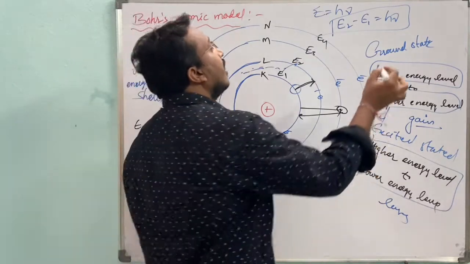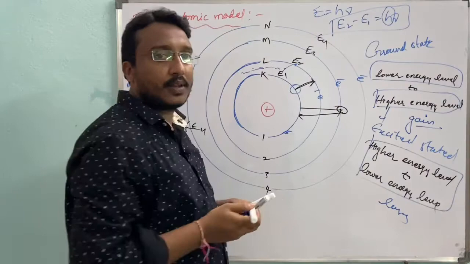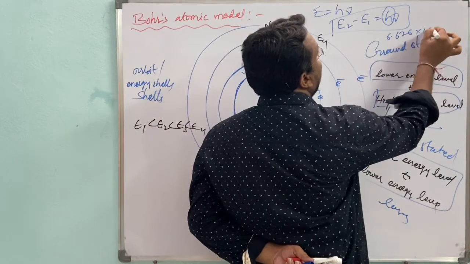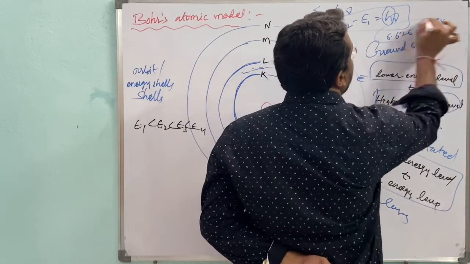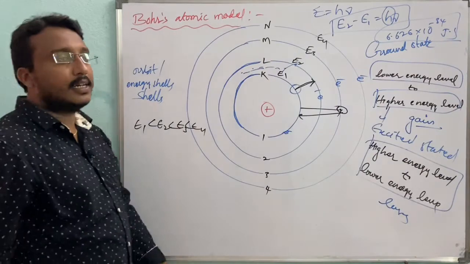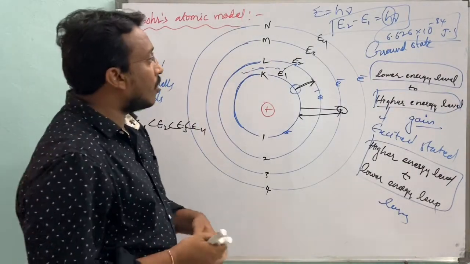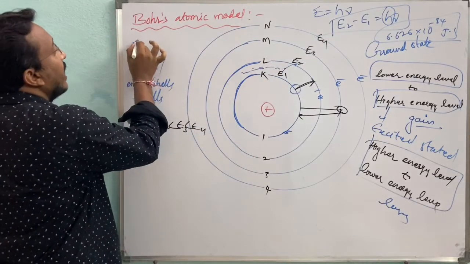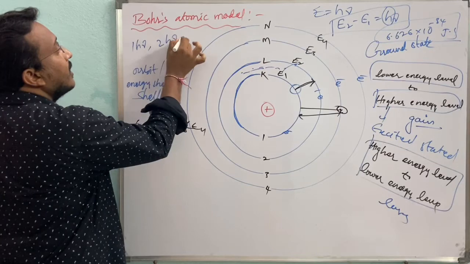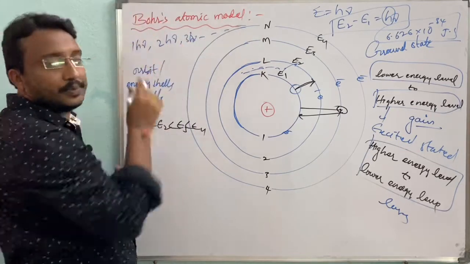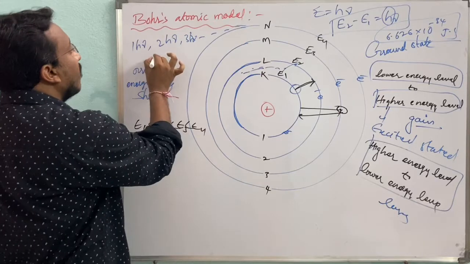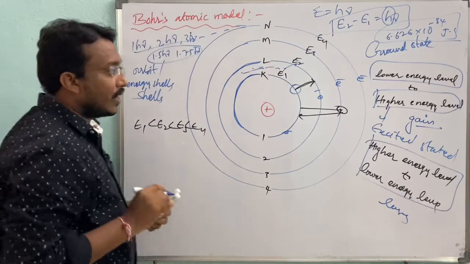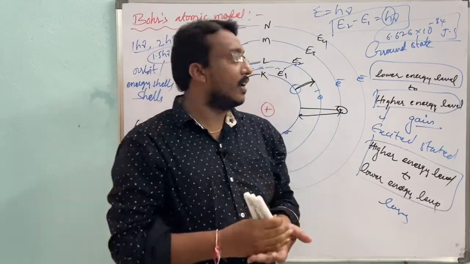Here h is Planck's constant. We know the value: 6.626 times 10 to the power of minus 34 joule second. Got it? So the energy is always quantized. That means the energy is released as 1 h nu, 2 h nu, 3 h nu, and so on, but not 1.5 h nu or 1.75 h nu. Why? Because energy is quantized.